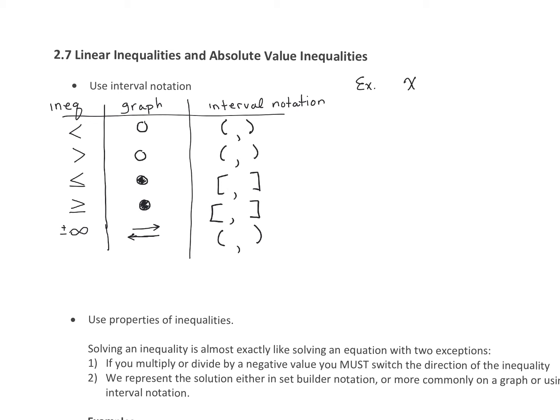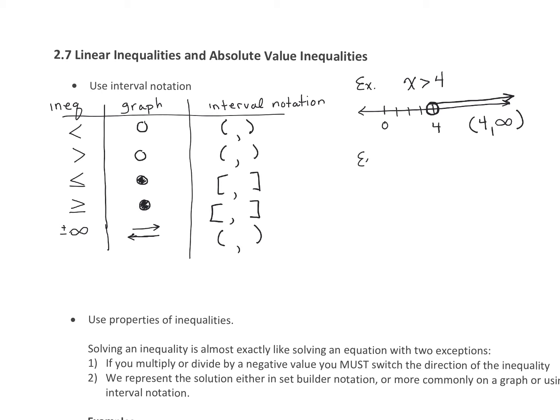So just a quick couple of examples. If you say x is greater than 4, then on your number line, since it's greater than, we're going to use an open circle, and we want to shade to the right. And in interval notation, that would be 4 to infinity.